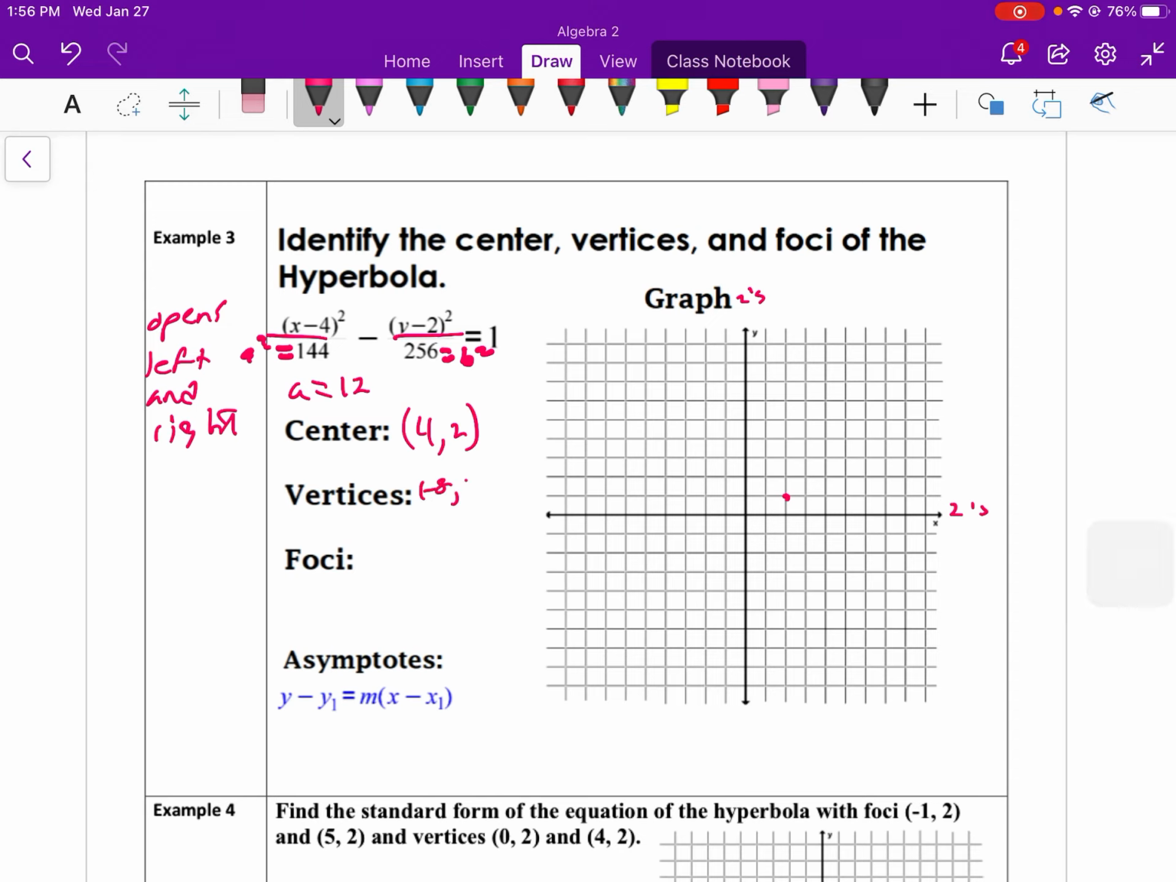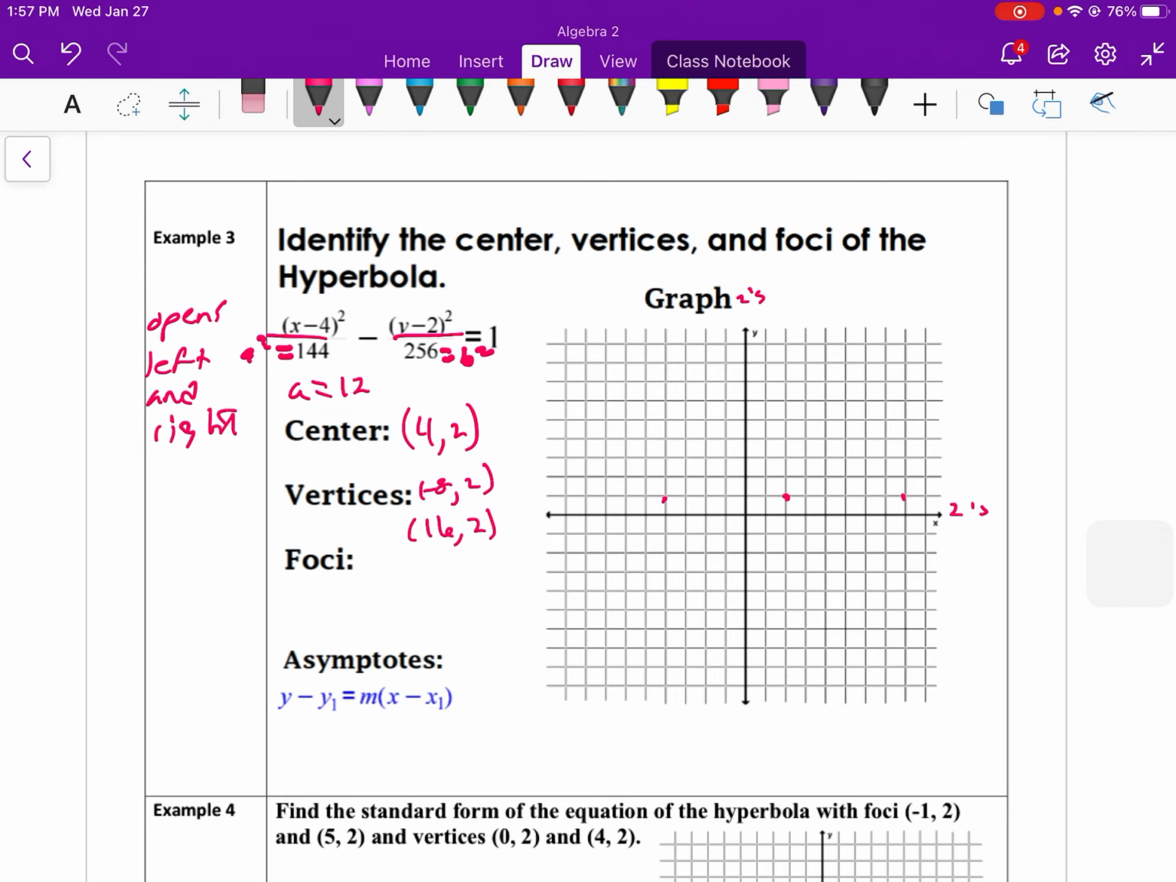So 4 minus 12 is negative 8, 2. And 4 plus 12 is 16, 2. So negative 8 is 2, 4, 6, 8, 10, 12, 2. Is 1 shifted too far? 1, 2, 3. I think 1 is. Oh, that's supposed to be 16. So 4, 6, 8, 10, 12, 14, 16. There, that looks a little more centered.